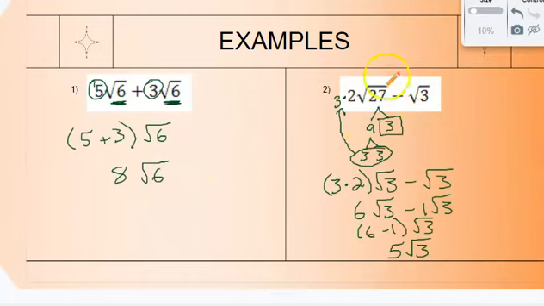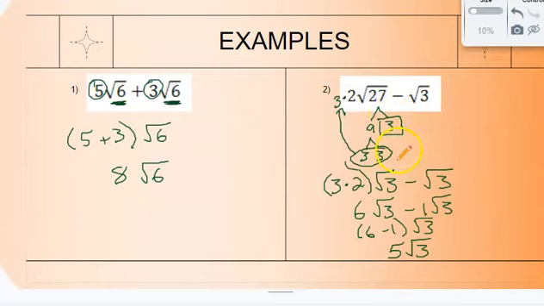For this one, notice I didn't have like terms to begin with. And so here's the part that's generally going to come up for you. They're not going to match, but this square root 27 can be simplified. And so you need to do that first. 27, do the factor tree, 9 times 3. 9 is 3 times 3. That gave me a pair of 3's and a leftover 3.